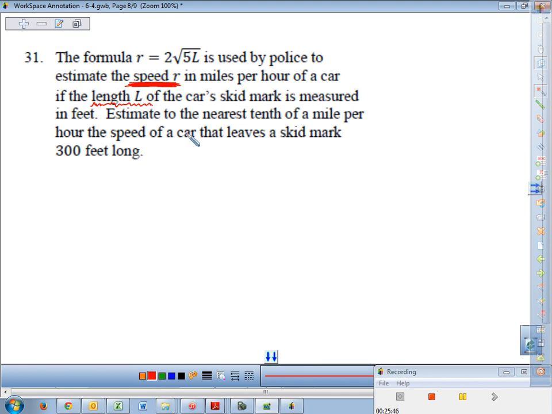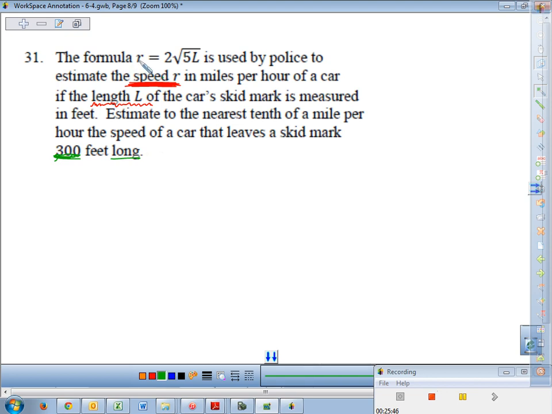It just so happened that the words were directly in front of the variable. Sometimes they're not. That's why I underline the variable and underline a word that's important. Then they tell you what to do. Estimate to the nearest tenth of a mile per hour the speed of a car that leaves a skid mark 300 feet long. They give me this number of 300. What does 300 represent? Is it a speed? 300 feet long, correct? Isn't 300 a length? Take the formula that they gave you and substitute in everything that you have.